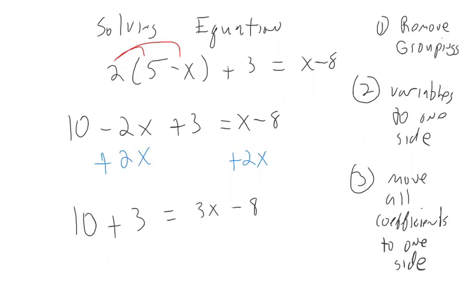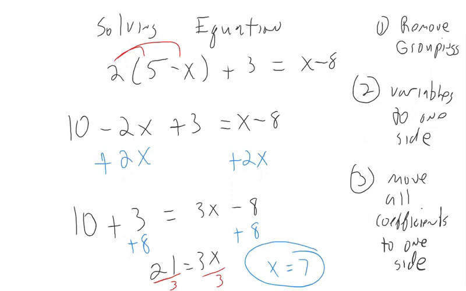So I will add an 8 to both sides. So now 10 plus 3 is 13, plus 8 is 21. So I get 21 equals 3x. And then I'm going to divide by 3 to get x by itself. And finally, x equals 7.